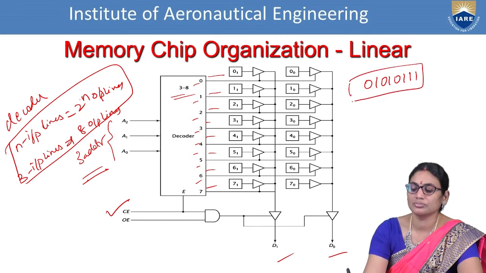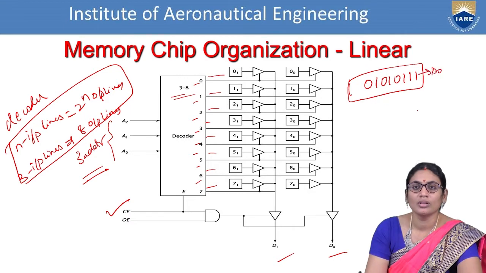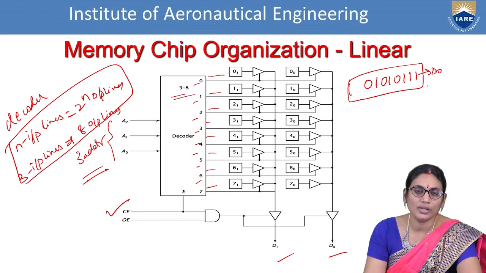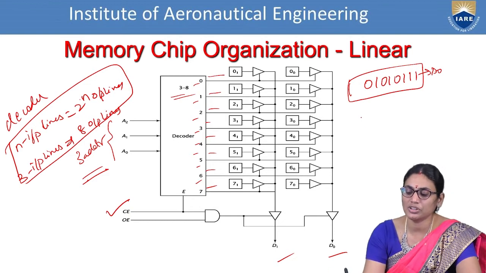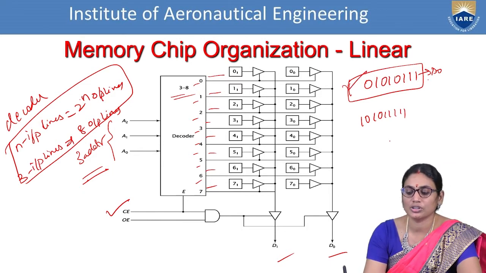Now, say the data is like this, something like D0, for example. D0 has to possess the data 0, 1, 0, 1, 0, 1, 1, 1. Initially, I don't know what kind of data was there. It may have some information like 1, 0, 1, 1, 1, 1, 1. Now, my data should come with this particular operation. This should be erased and overwritten. Now, how is it possible?